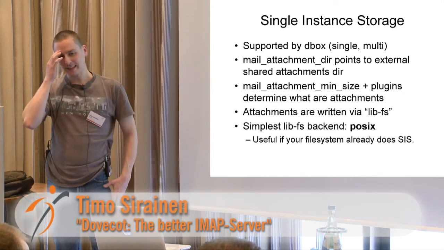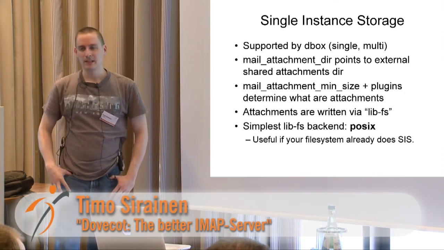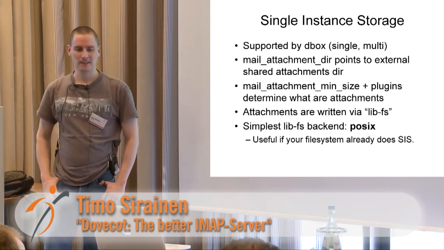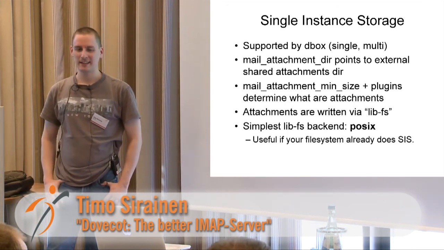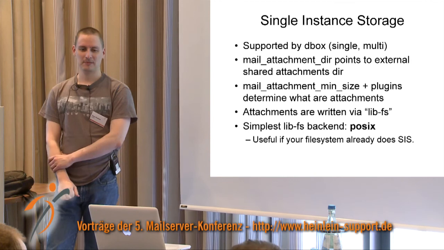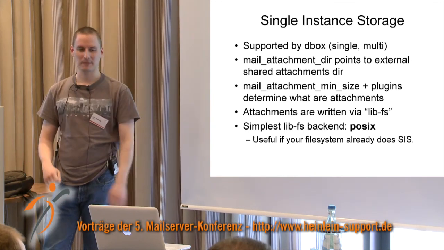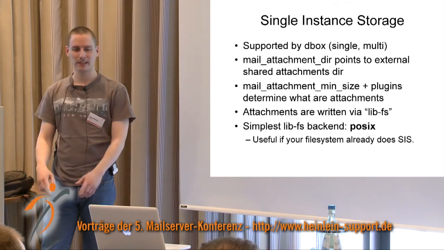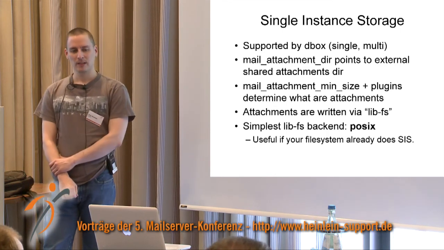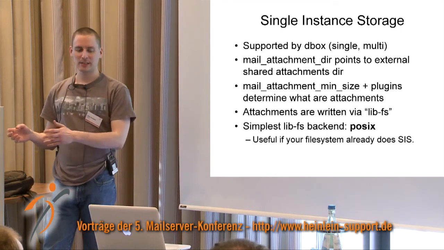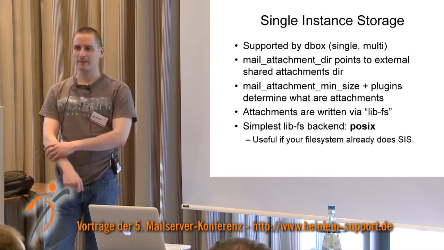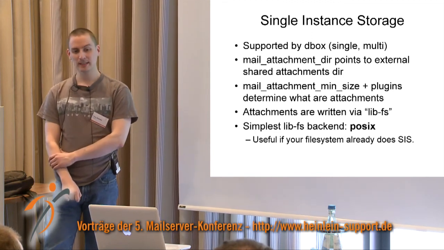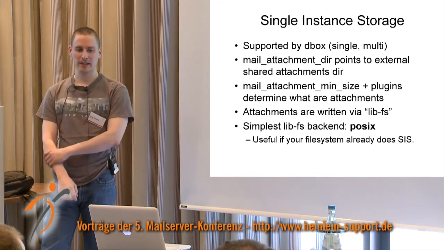So for the attachments, there's this new kind of file system API in Dovecot. It's a really simple file system API. It doesn't have locking or anything. So the mail attachments are written using that simple file system API, and everything then depends on the backend.